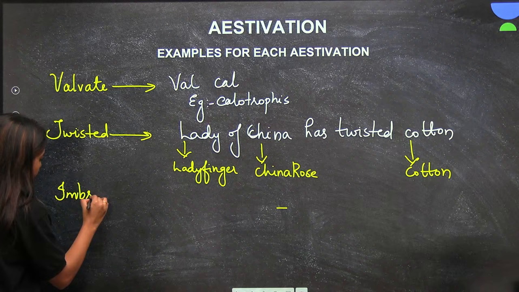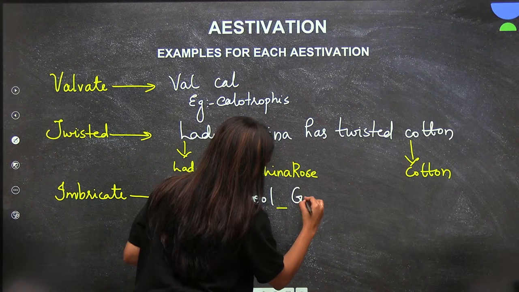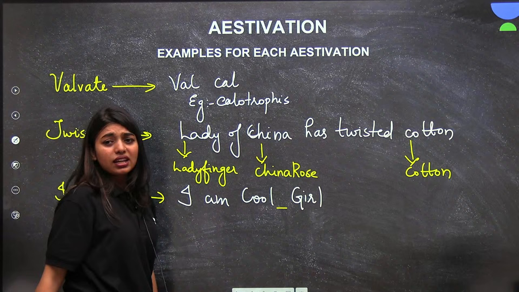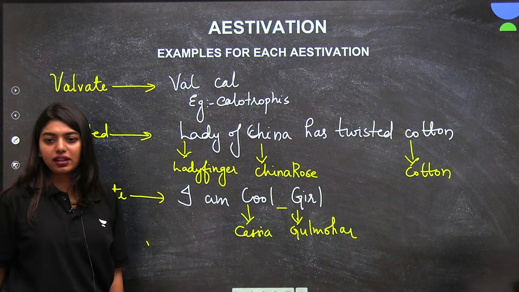Imbricate: I am a cool girl, or I am a cool boy, I am a cool guy, whatever you want to remember. I am a cool girl, okay? Who will come? Kashia and Gulmohar. Students, they both are best friends. Throughout this chapter, wherever Gulmohar is, Kashia also will be there. I'm a cool girl, I'm a cool guy, whatever is working for you.